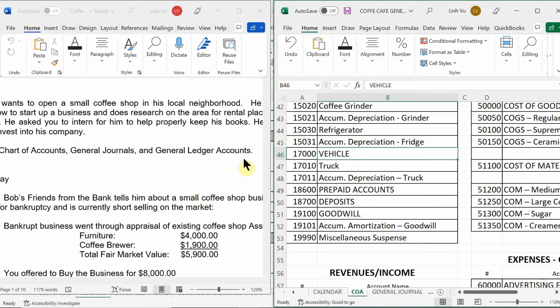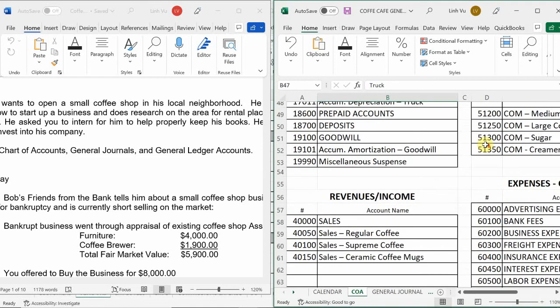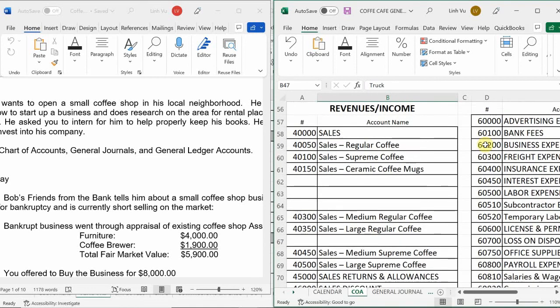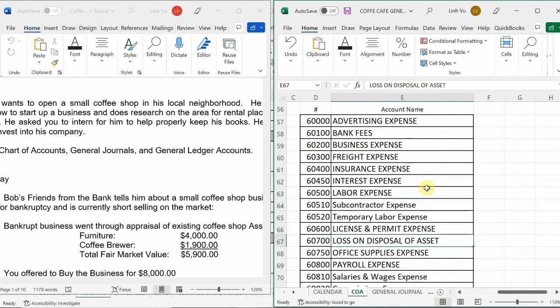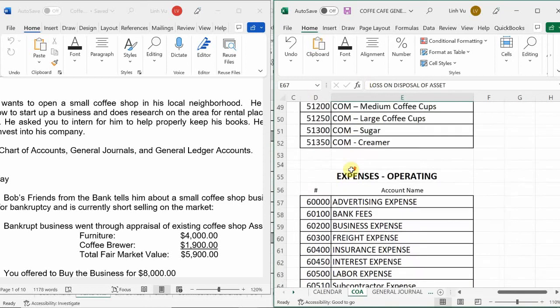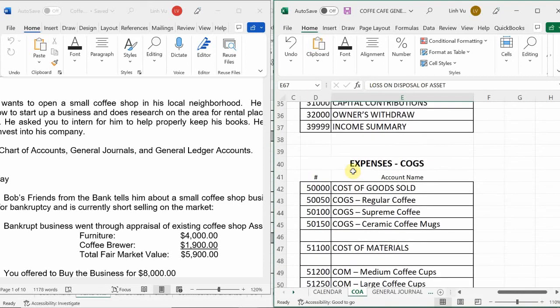Now, what about my business license? Is there anything on this list that has a business license in it? License and permit expense? Exactly. License and permit expense. 6600. Good. And last but not least, do I have an owner's equity account?